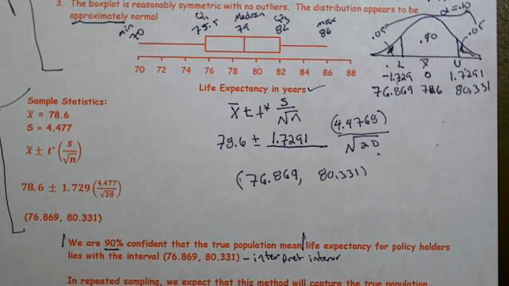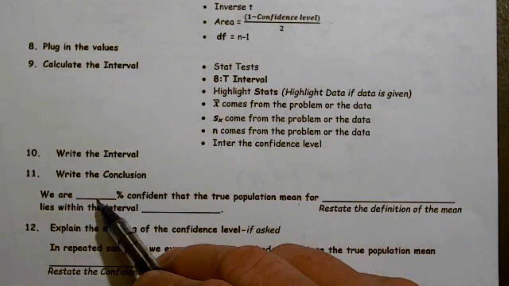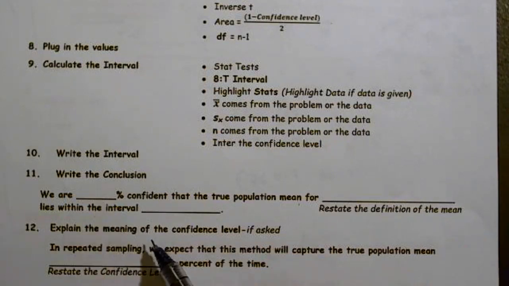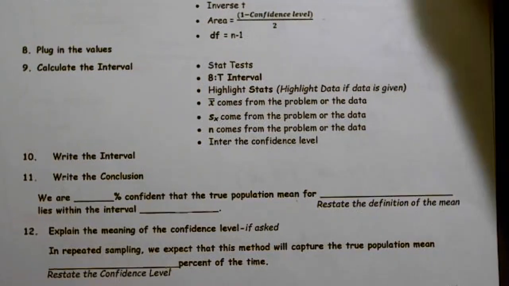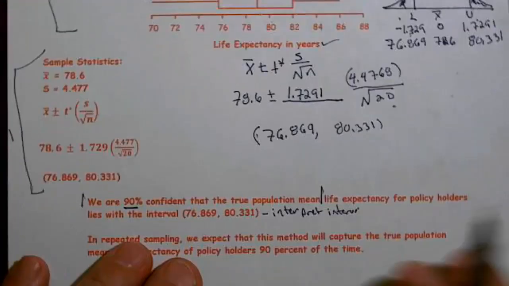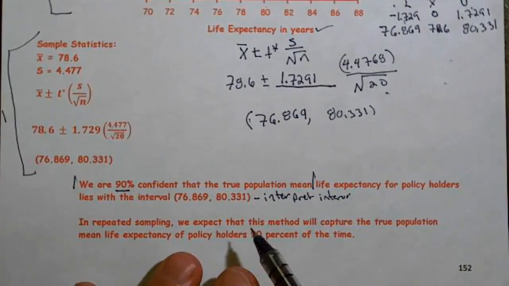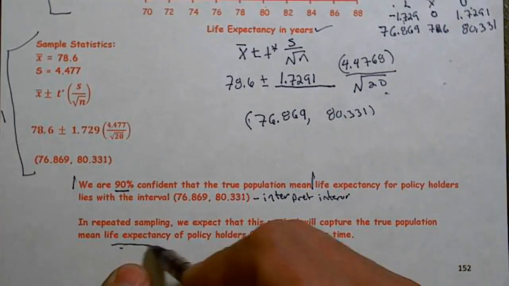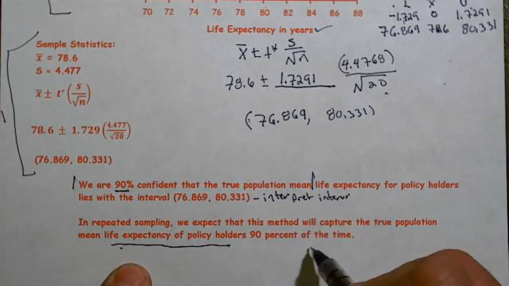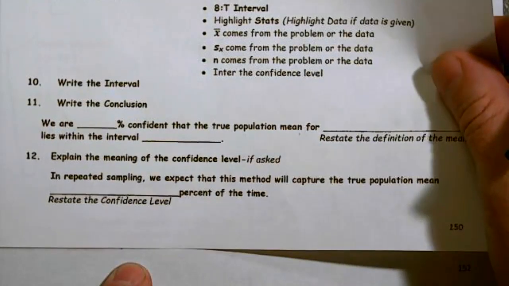And if you were to look at the recipe sheet, that's number 11, the conclusion, interpreting the interval. And then they also may ask us to explain the meaning of the confidence level, which in this case would say: in repeated sampling, or if we did this over and over again, or if we took all possible samples of size 20, we would expect that this method will capture the true population mean of life expectancy, once again in context, 90% of the time. And again, we're just following the template right there, which is number 12.